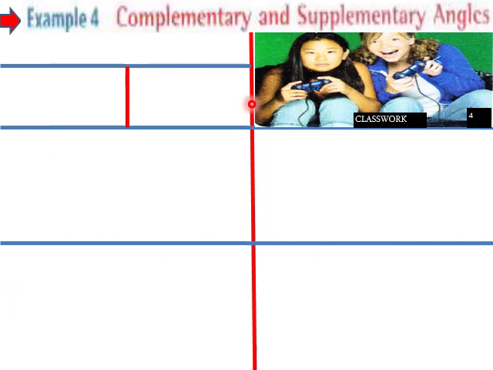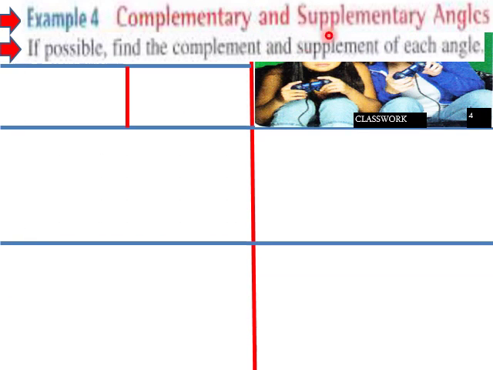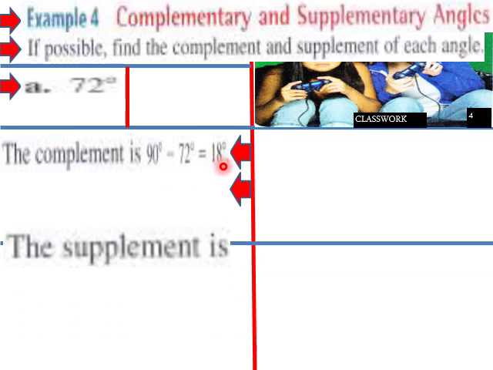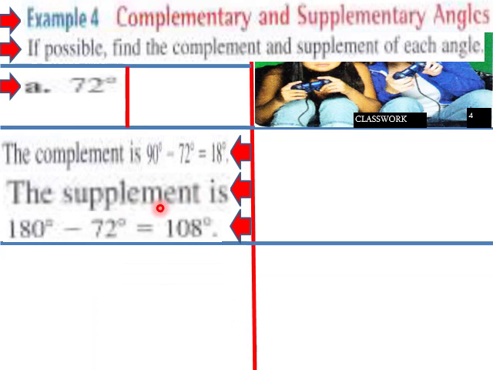Let's go into another example here, example 4, complementary and supplementary angles. If possible, find a complement and supplement of each angle. So we have 72 degrees there. So the complement of 72 would be found by subtracting 72 from 90, which would be 18 degrees. And then the supplement for this angle will be 180 minus 72 would equal 108 degrees. So your complement is 18, your supplement would be 108.